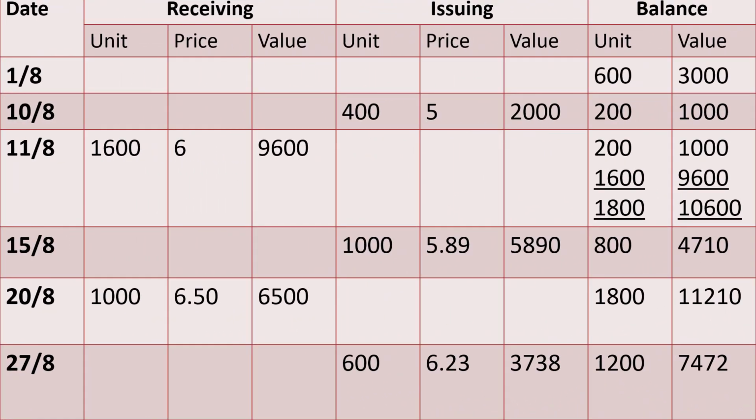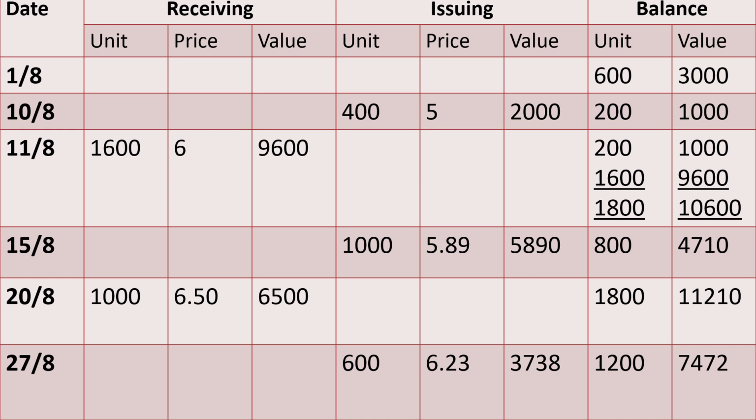So in the basic inventory valuation report on the back, I have recorded on the 1st of August the opening balance of 600 units as 3,000. Then I have recorded the issuing or the sales value of 400 units at 5, that is 2,000. Then I have left the balance of 200 with $5 as 1,000. Then I have recorded the purchase of 1,600 at 6 rupees, 9,600.